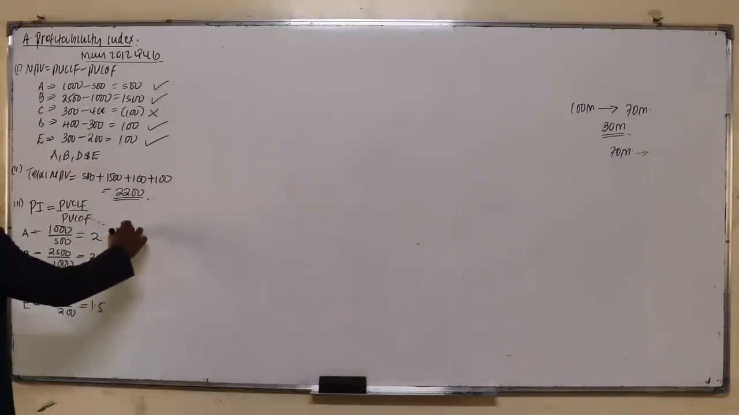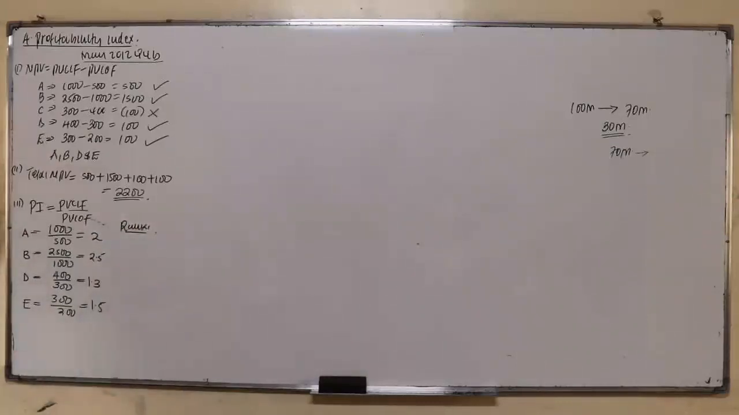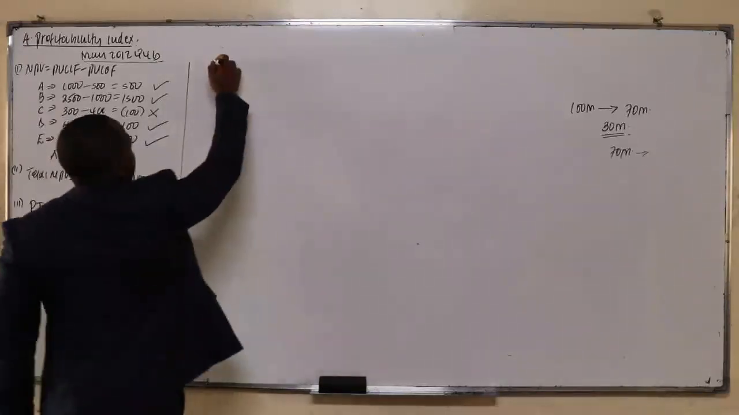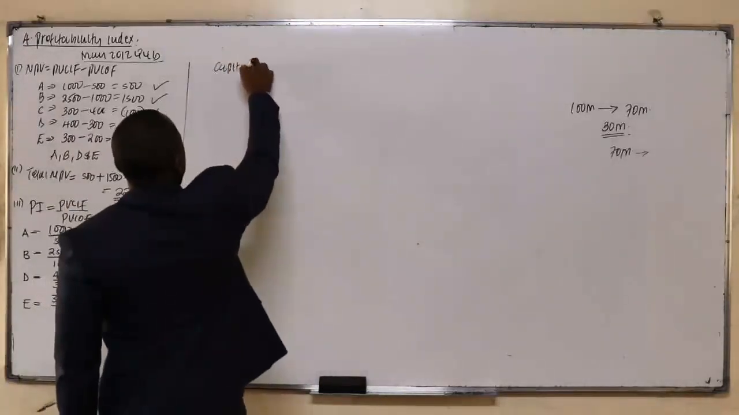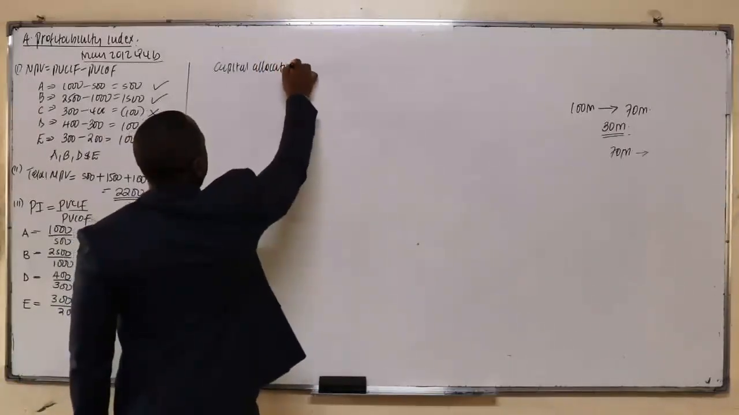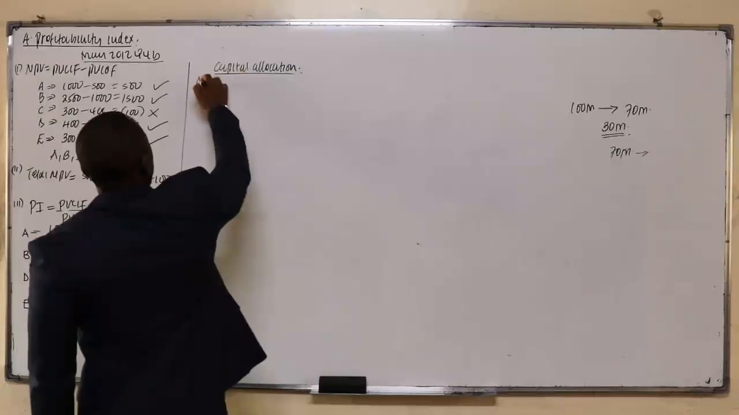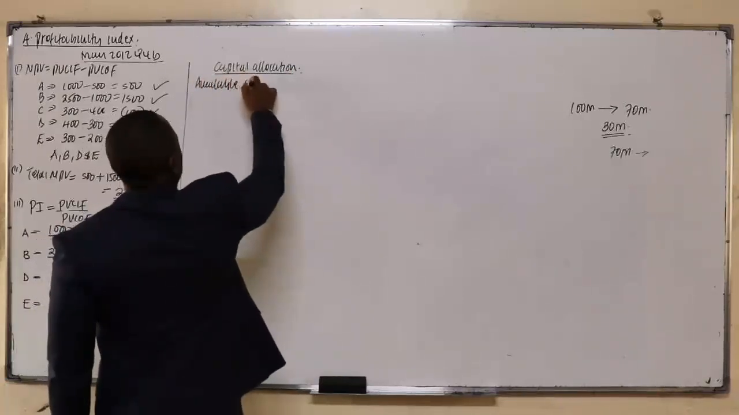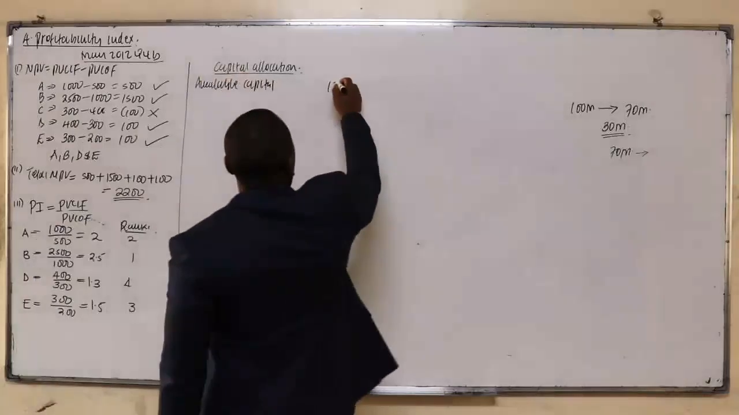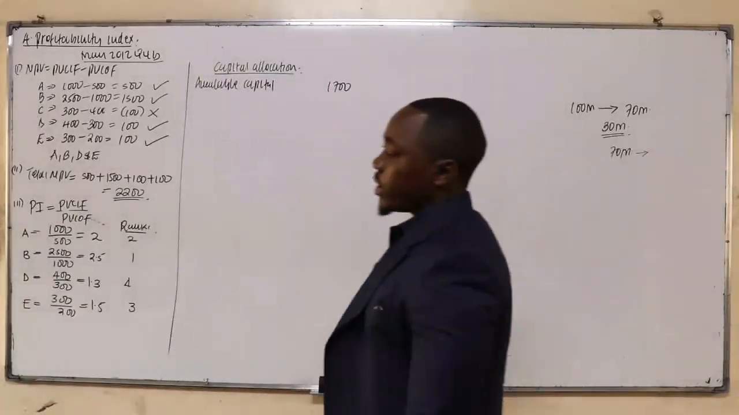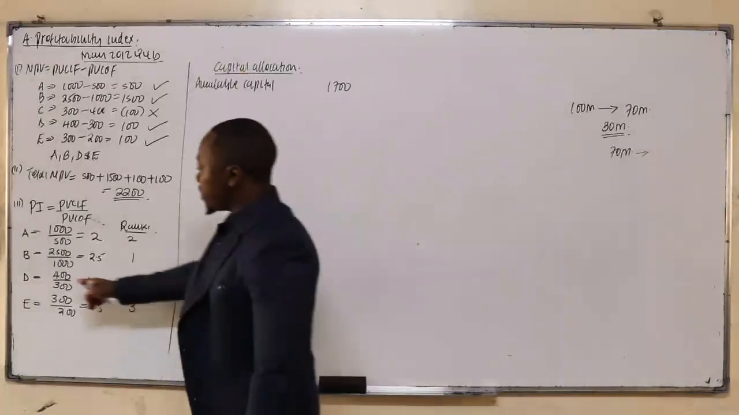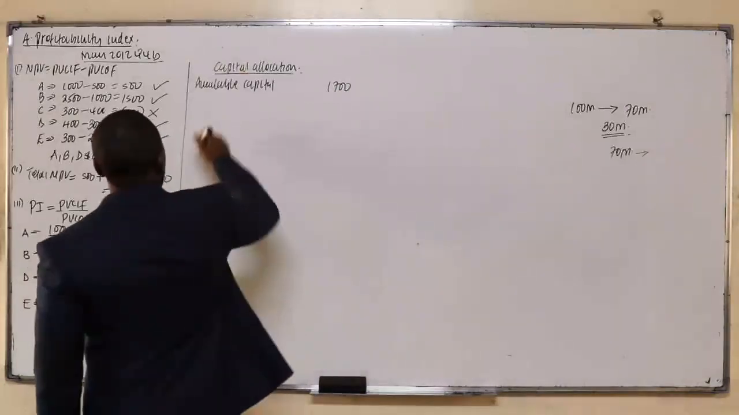Now let's rank those projects in priority according to the profitability index. Which one has the highest profitability index? B, number one, number two, number three, and then number four. So you do now the capital allocation. The available capital, we are told that the company has only 1.7. So how do you allocate that? You give the first priority to the project with the highest profitability index. That's project B.